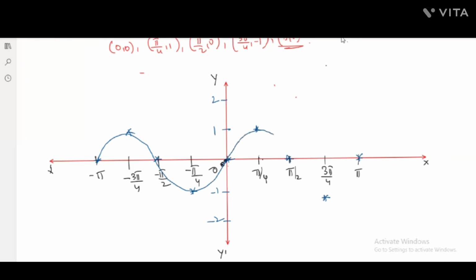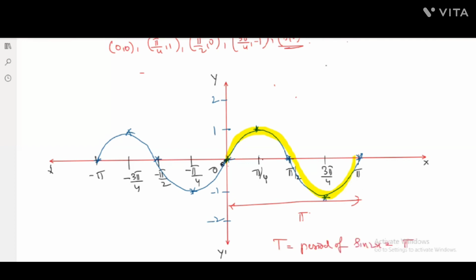Since it is a freehand curve, we cannot use a scale. If you observe clearly here, the graph of this one starts and ends within the period of pi. The length of the cycle is pi. So the period of sin 2x is pi.